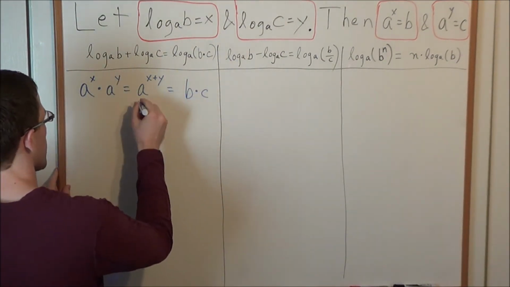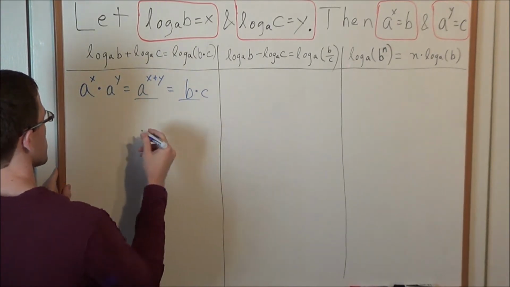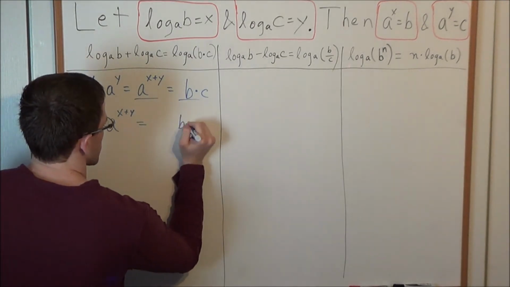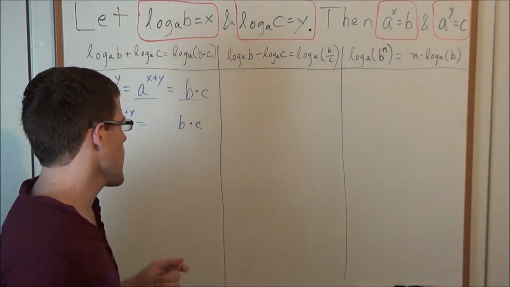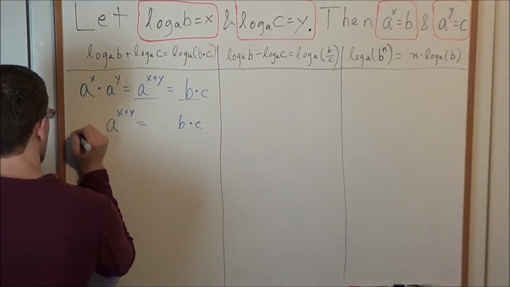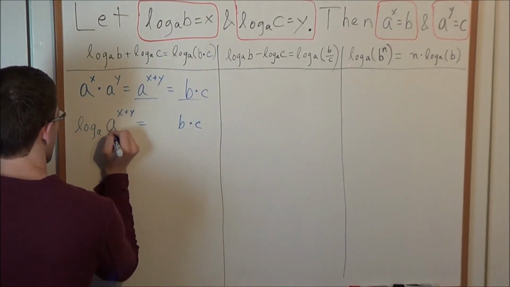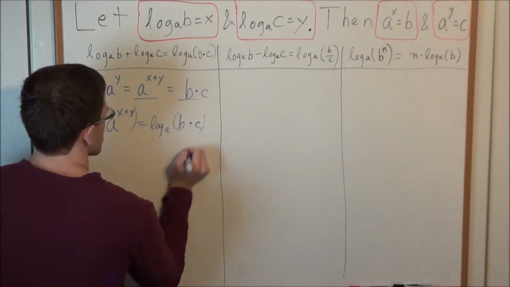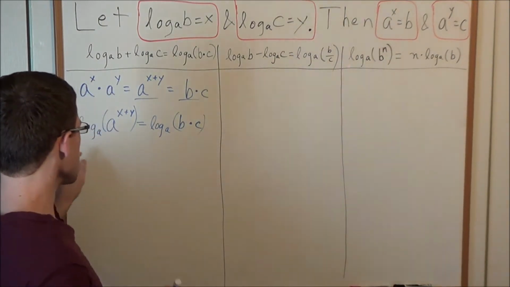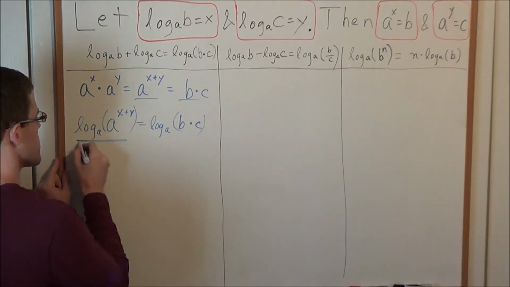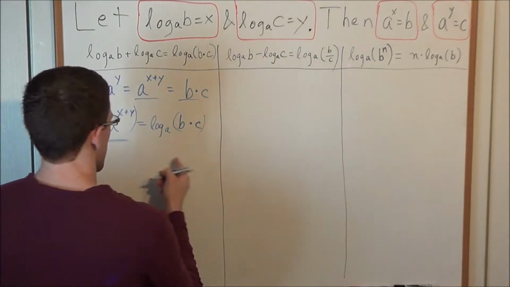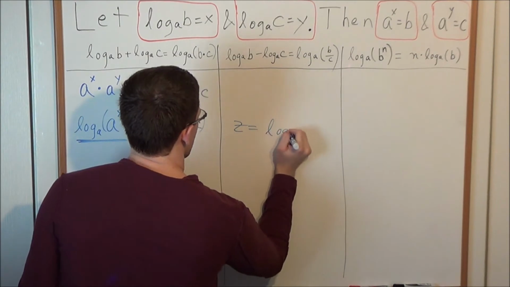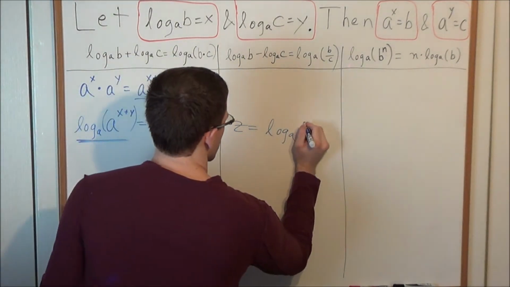Now I want to take a look at these statements. We have a to the x plus y is equal to b times c. So now let's take the log base a of both sides of this equation. We have log base a of a to the x plus y, and log base a of b times c. Now we need to take a look at this expression, and let's consider it as a separate example.